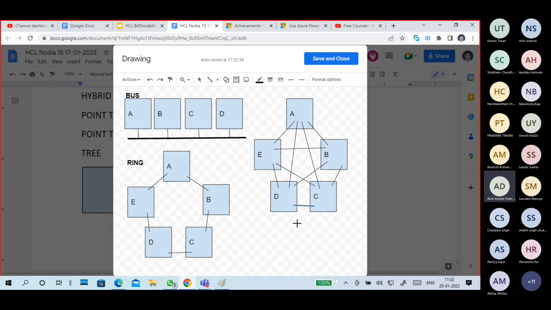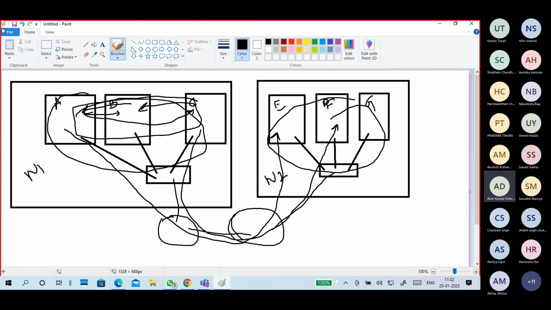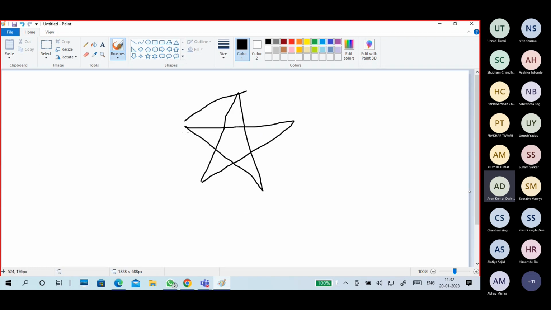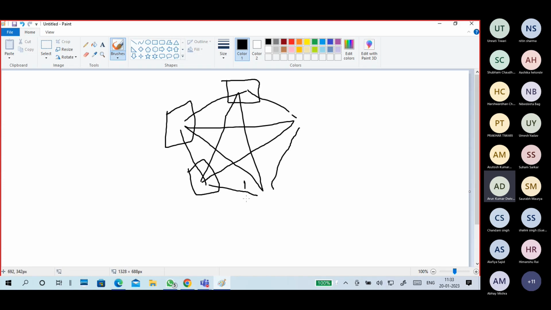It is a mesh topology because, first of all, I drew a star. Every device is connected to each device. So to make the drawing easier, people put a star, but it is not a star topology. When you see the star symbol, immediately we think it is a star topology. It is not a star topology. It is a mesh topology.